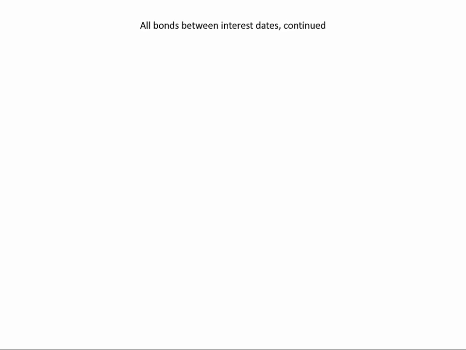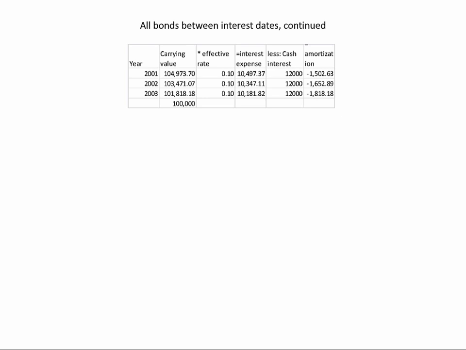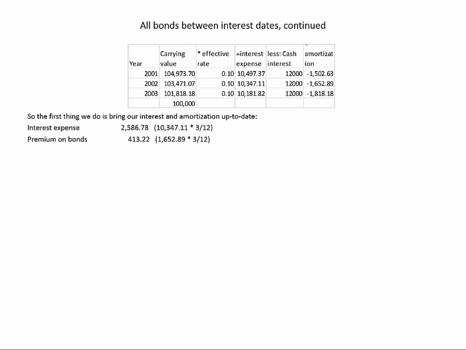Let's go ahead and continue with this example. Just to refresh our memories, the first thing we need to do is bring our interest and amortization up to date. We just computed the amounts on the previous slide, and now it's simply a matter of recording them. So we record our interest expense, we record our amortization, and we record our interest payable. And again, we're not actually going to pay that interest as a separate check. That interest payable is going to be satisfied by buying the bonds back.